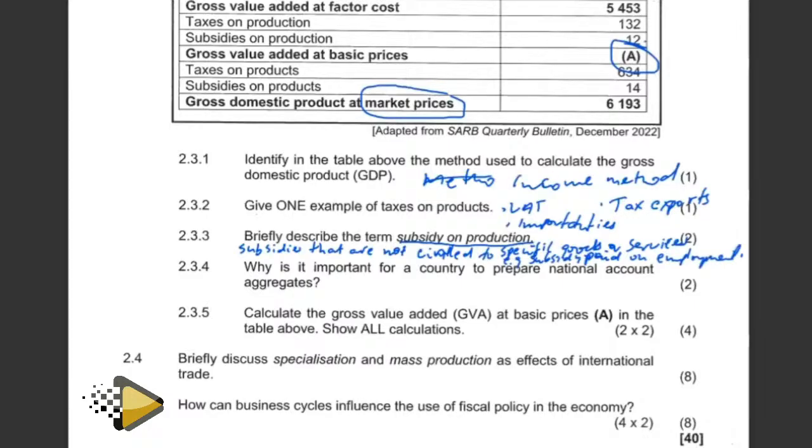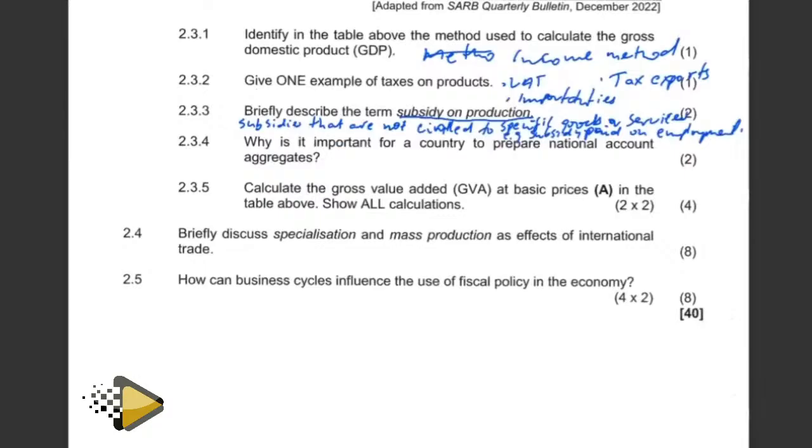Okay, right, grade 12. Now let's move on to the next question, 2.3.4, which reads as follows: why is it important for a country to prepare national account aggregates? The country should prepare national account aggregates because it should take into account measuring economic growth from one year to the next. Also, it should determine the standard of living in that particular country.